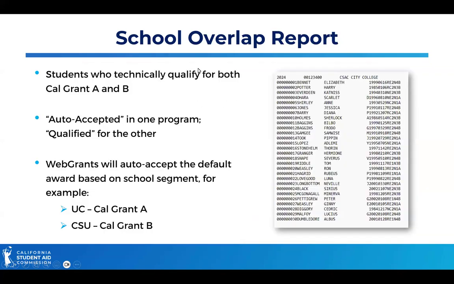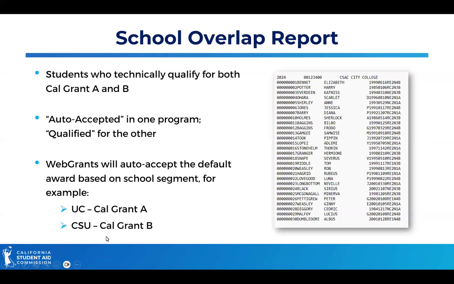The school overlap report, this is not one that's used very often, but it could help you. So let me introduce you to it if you're not already familiar with it. This lets you know students who were initially eligible for both the Cal Grant A and B. Remember, we said that that's a thing, right? If a student has a really high GPA and a low income, that's how students are eligible for both a Cal Grant A or B. But then it's the college segment that determines which of those awards a student will get.